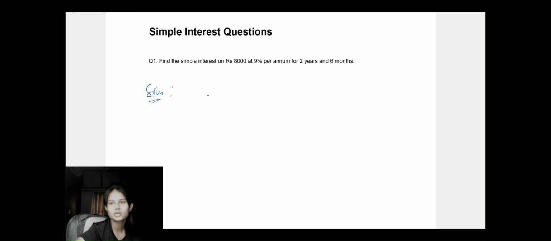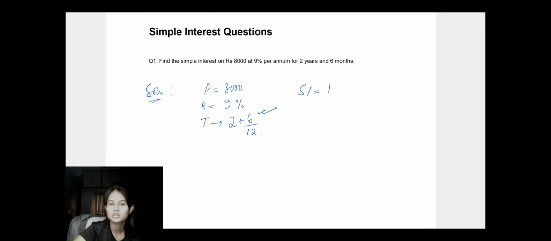Find the simple interest on 8,000 at 9% per annum for 2 years and 6 months. So principal is given 8,000, rate is given 9%, and time is 2 years and 6 months. Can we say that 2 years and 6 months is 2 plus 6 by 12, right? This is the time, because we have to convert the months to years.